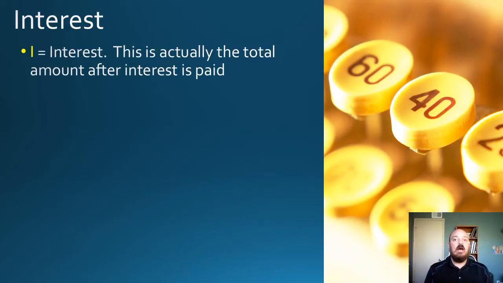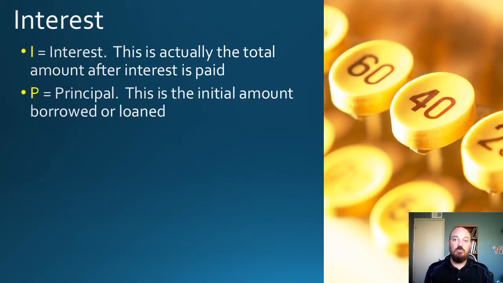So the first one is I, and I stands for interest, but it's a little bit tricky because what it actually means is the amount of money in the account after interest is compounded. So for example, let's say you put $100 in the bank and you earn $5 in interest over a certain amount of time. I would actually equal 105, not 5. So it's not the amount of interest you earned, it's the amount you have after you've earned interest.